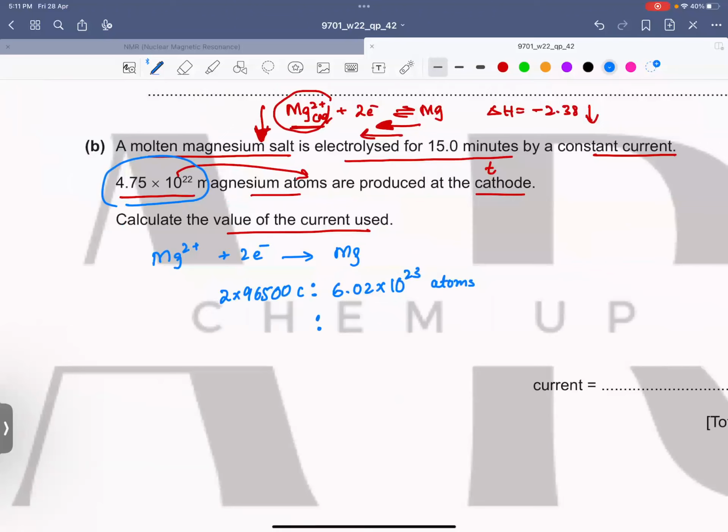Then in the question, they have told us that the time for which the electrolysis is performed is 15 minutes. So I have to convert it into seconds by multiplying by 60, and when I multiply it with the current, I would get the coulomb. I don't know the current, I have to find the current, so I put an I over here. For that, 4.75 exponent 22 atoms of magnesium are being formed. So this is the relation that we have got over here. Is this clear to everyone?